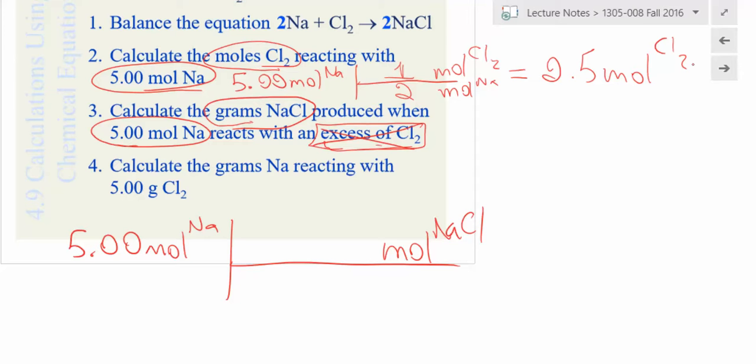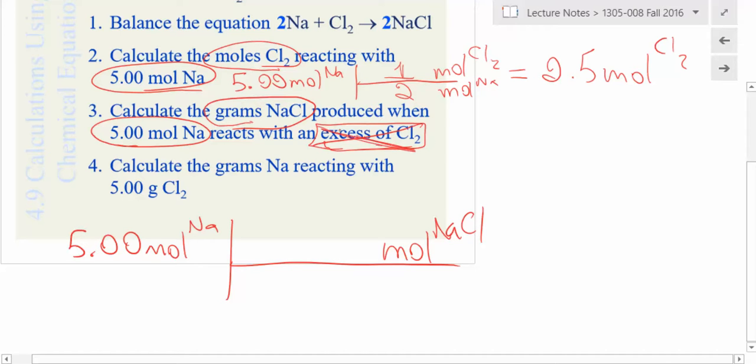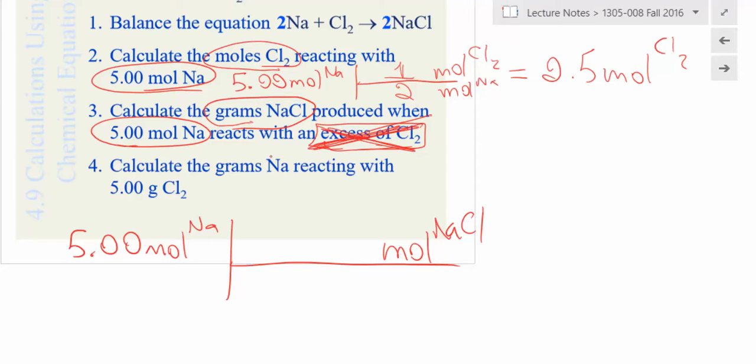So what determines how much sodium chloride I produce? This, the 5 moles of sodium. Not the 10 moles of chlorine, because there's excess of it. So that's all this means. Excess means it's not important to the calculation of the reaction. It's important to the reaction, just not to the calculation of the product. Okay? So it's in excess, so we don't need it.